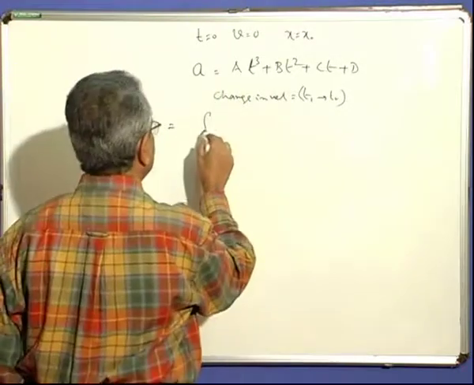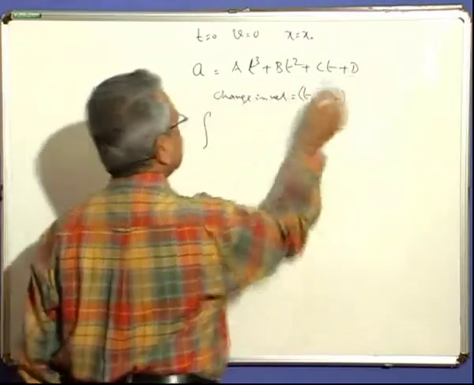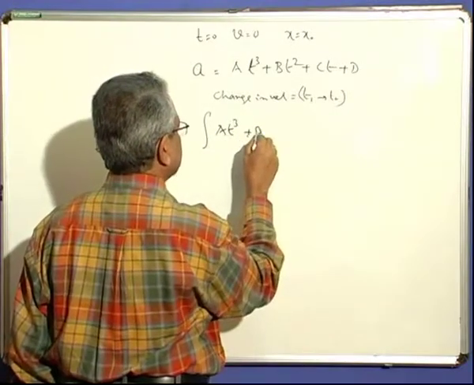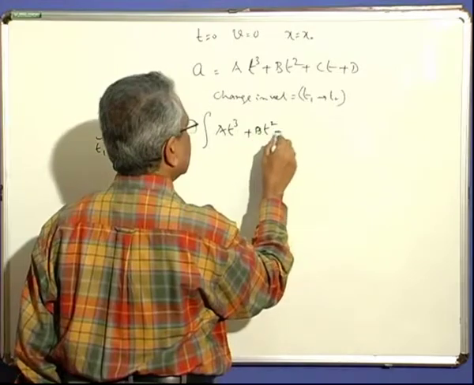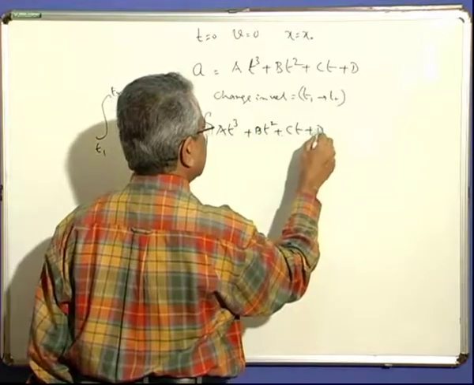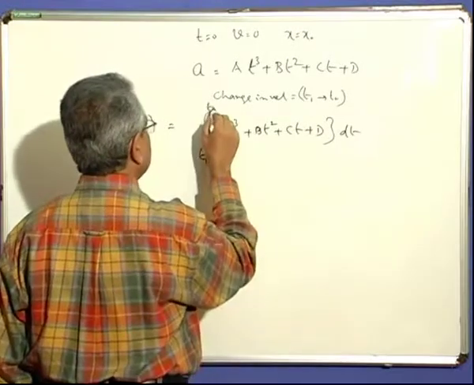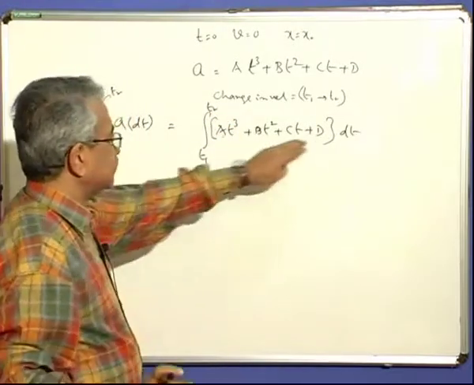How is that varying? That means what is it that you have to integrate? You have to integrate this equation, that is a t cubed plus b t square plus c t plus d. It is to be integrated now with respect to time over the limits t1 to t2. You can separately integrate each term and then put them together.